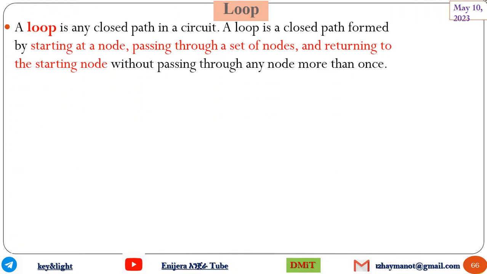What about a loop? A loop is any closed path in a circuit. A closed path. A loop is a closed path formed by starting at a node, passing through a set of nodes, node A, B, C, and returning to the starting point.